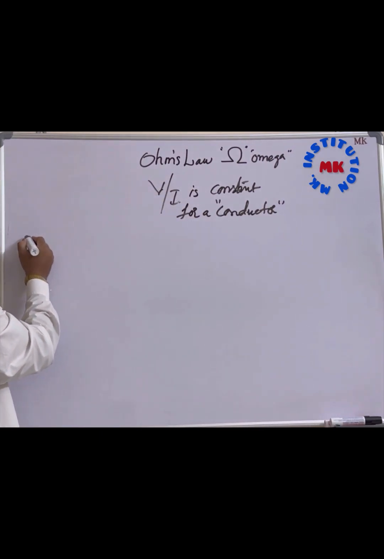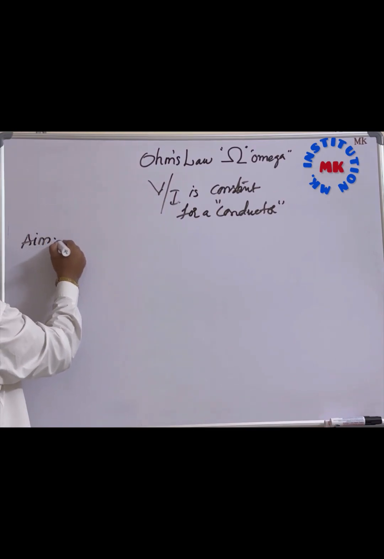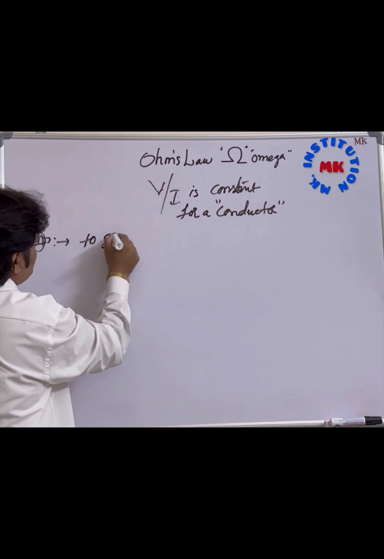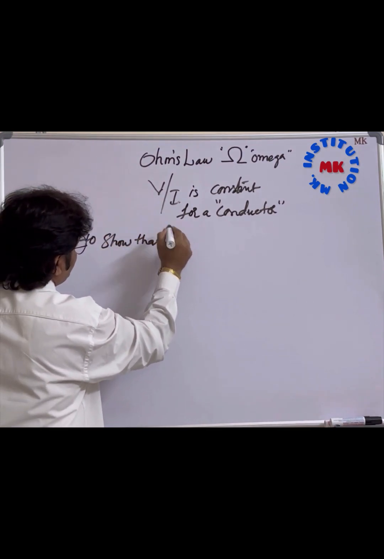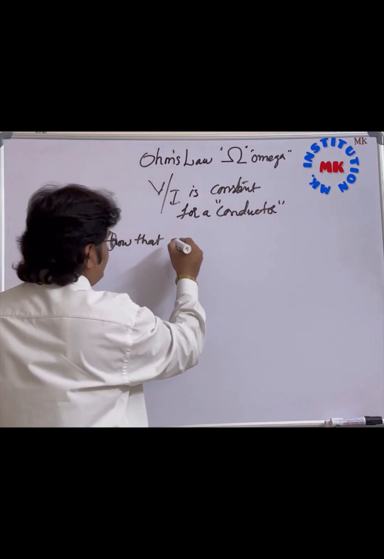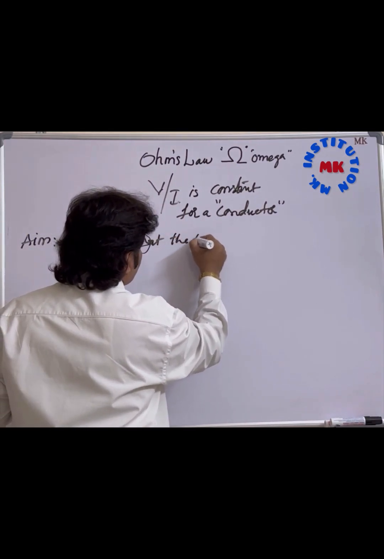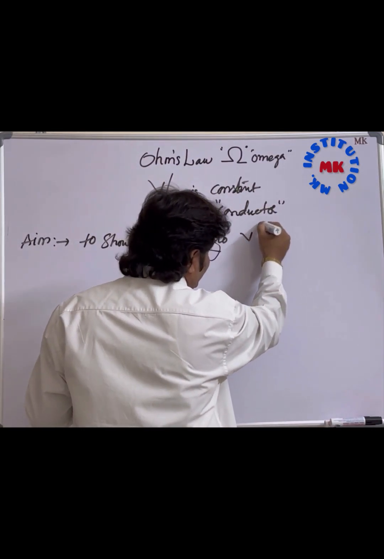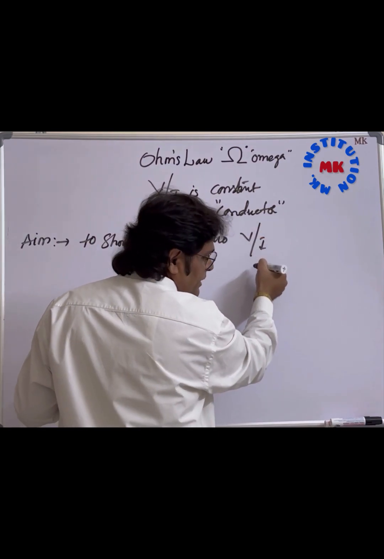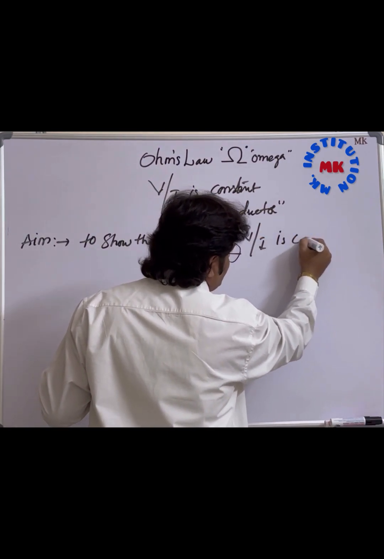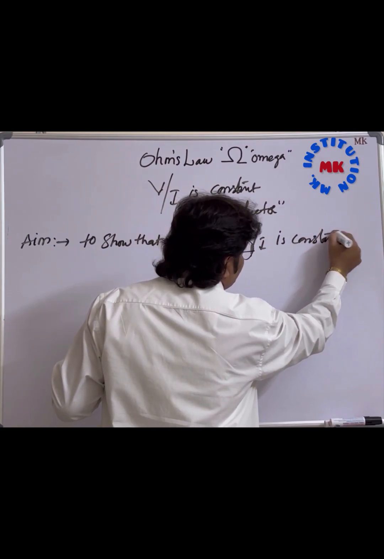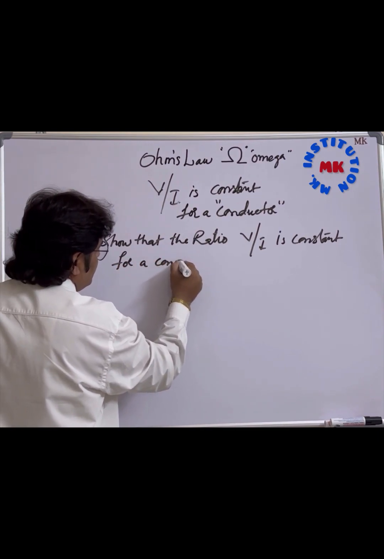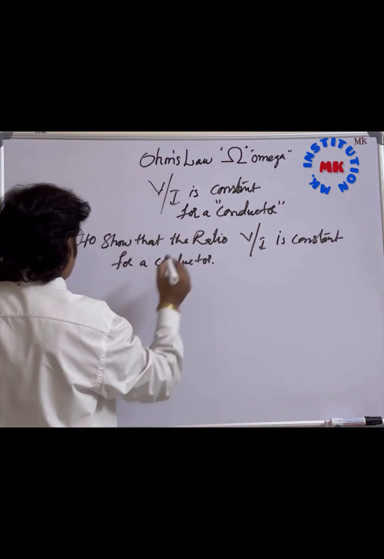Aim. What do you have to write as the aim here? To show that the ratio of voltage by current, potential difference by current, is constant for a conductor. Clear? For a conductor. This is the aim.